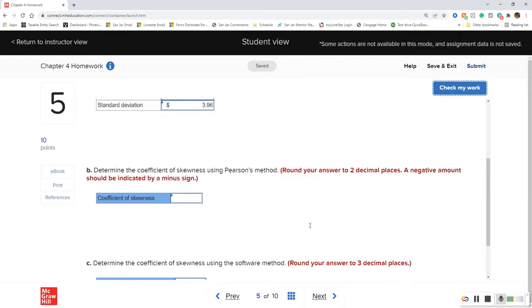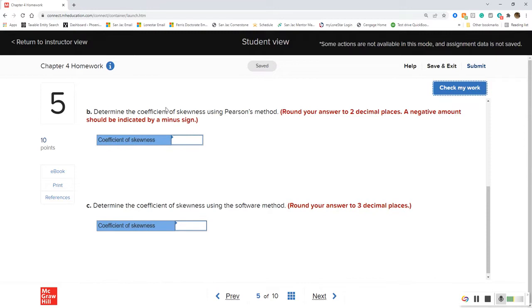Okay, now it's time to determine the coefficient of skewness using the Pearson method, and then using the software method. Two fun ones. So, Pearson's coefficient of skewness is 3 times the difference between the mean and the median, divided by the sample standard deviation. Okay.